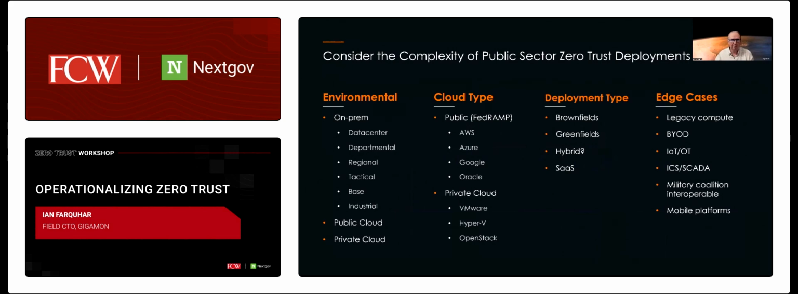But consider even on-prem, there are so many different variants of that. Looking at cloud, you've got multiple cloud service providers, the big four. Private cloud, you've got multiple hypervisors. Look at it in another way. You have brownfields versus greenfields approaches, and then you get things like SaaS. And finally, at the far end, we even have the edge cases, legacy compute.